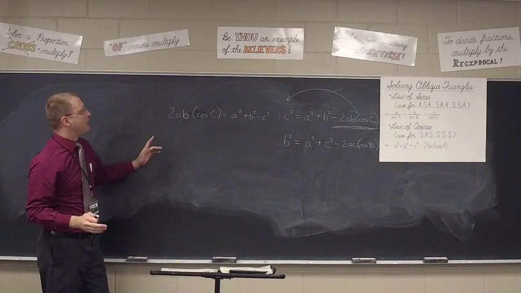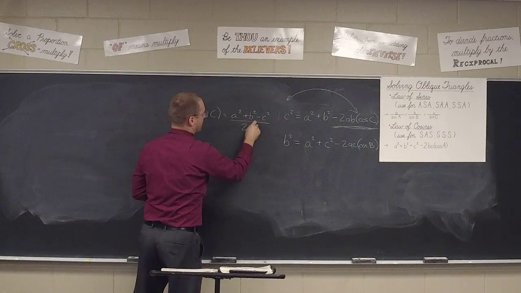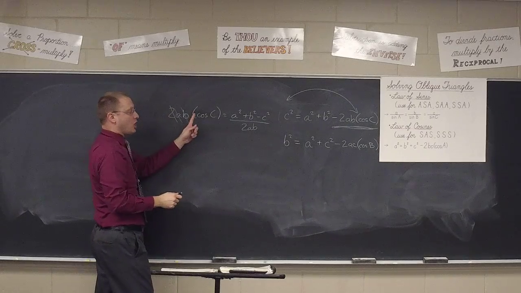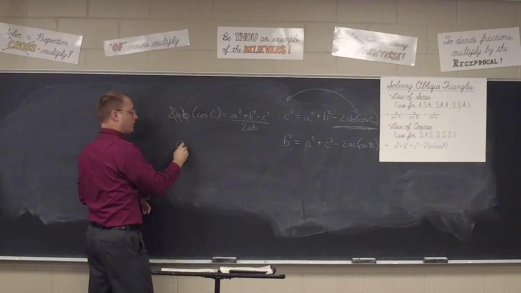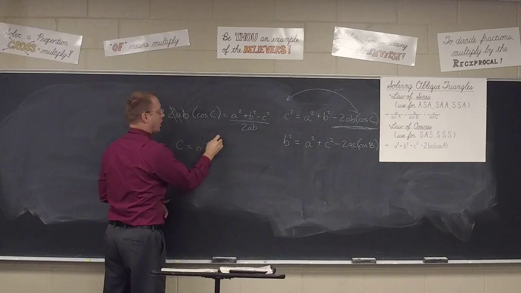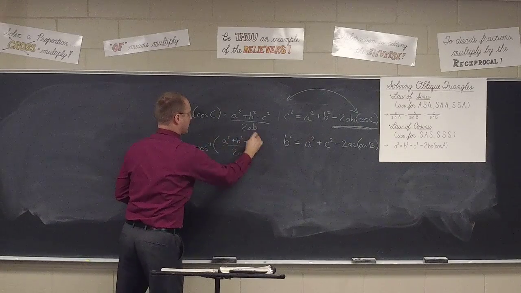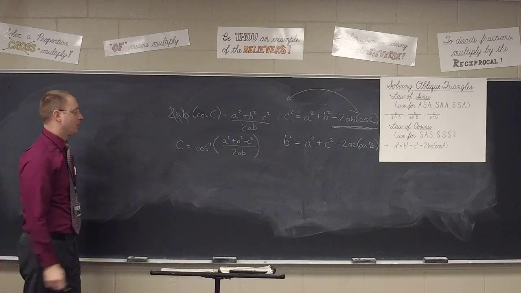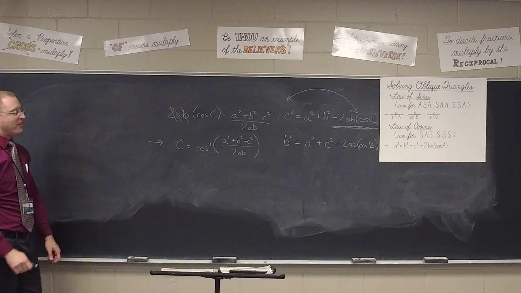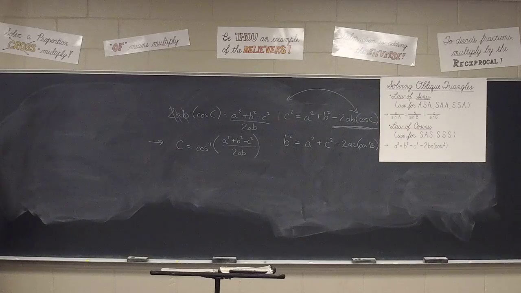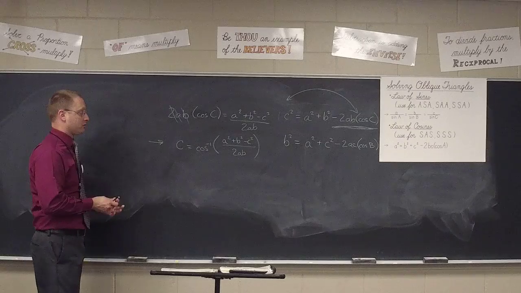So follow. Then if I divide away the 2ab and take the arc cosine of both sides, I want you to write this down. C equals the arc cosine of a squared plus b squared minus c squared all over 2ab. And this is what we're going to do, frankly, most of the time as we solve law of cosine triangles, side angle side or side side side, because most of the time we're looking for angles, 2 out of 3 angles or all 3 angles.